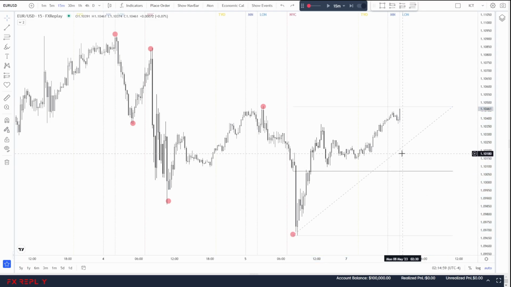What I am personally going to be looking for is one of my entry models. They are mostly based on ICT concepts and SMC concepts.